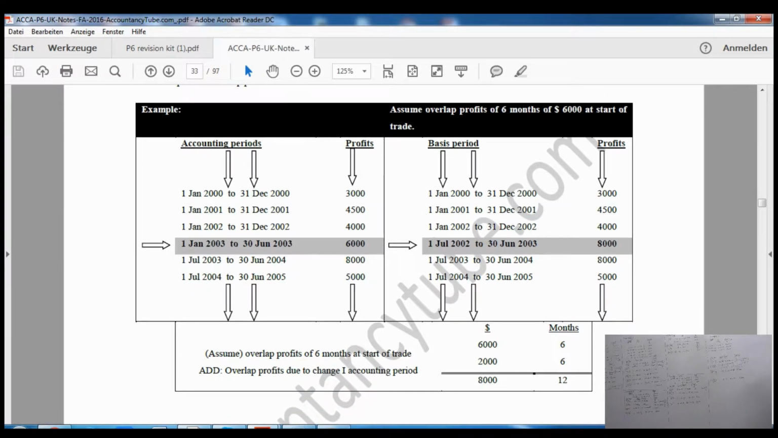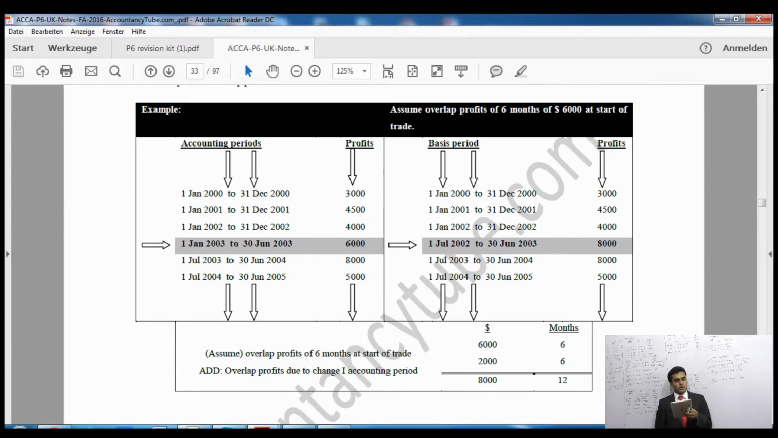Now on the left side is the example given, which is the normal accounting period, and the basis periods are given on the right side of your notes, as you can see on your screen as well. Now on the very left side different accounting periods are given. Now he was making his accounts from 1st January 2000 to 31st of December 2000. So 31st December was the year end every year, and the profits are given on the right side of it as well.